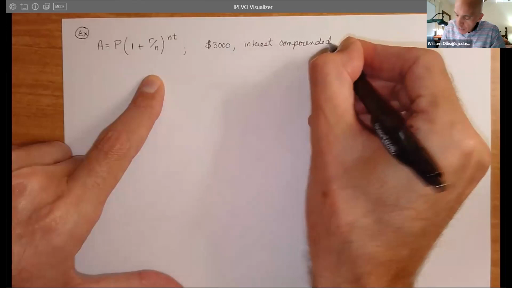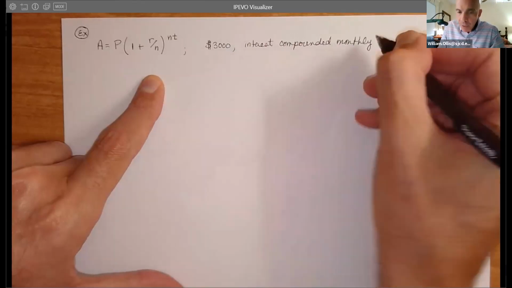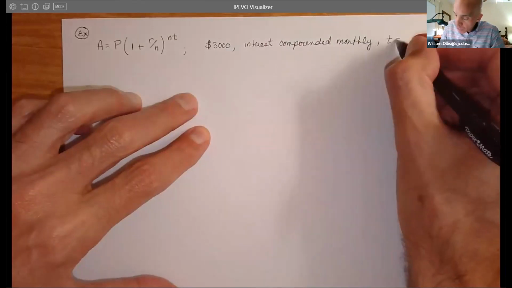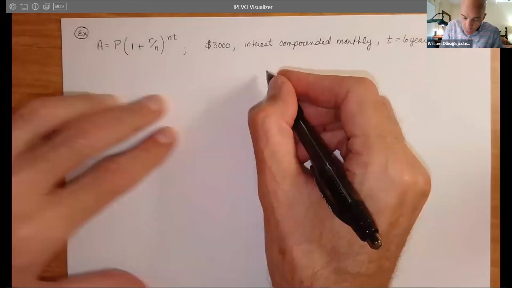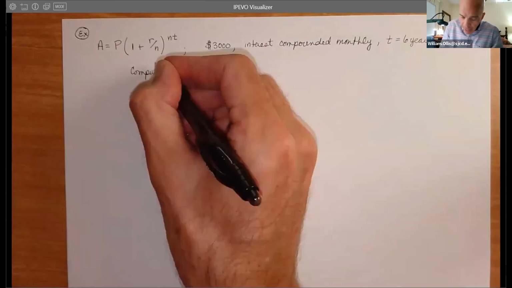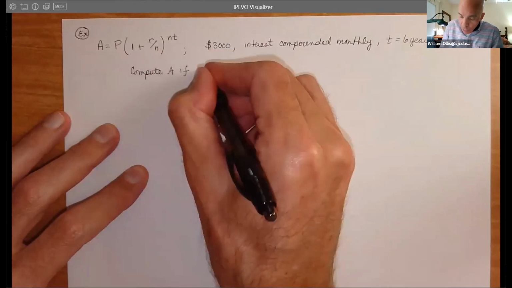So these are very easy, but again, these are rusty. So we want to go through some of these. Compounded monthly, and we have a duration T of 6 years. And we want to compute the amount A, if the annual rate of interest is 4%.